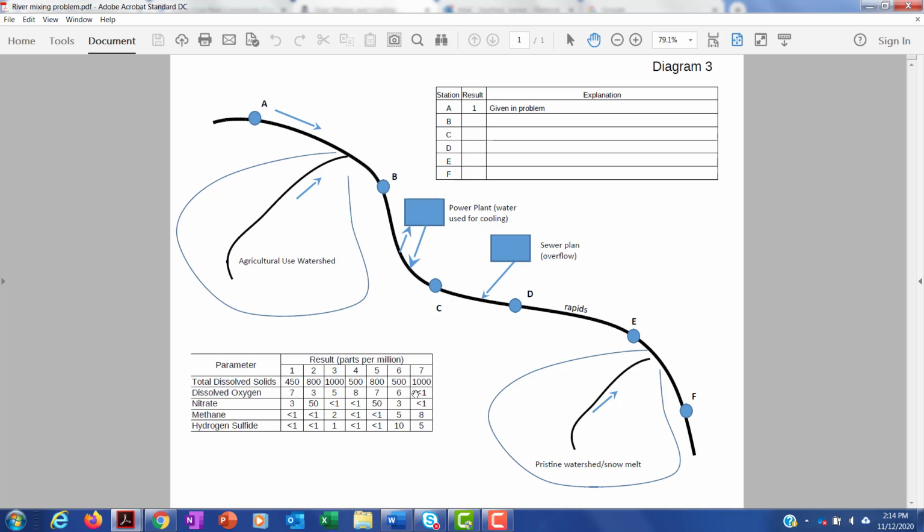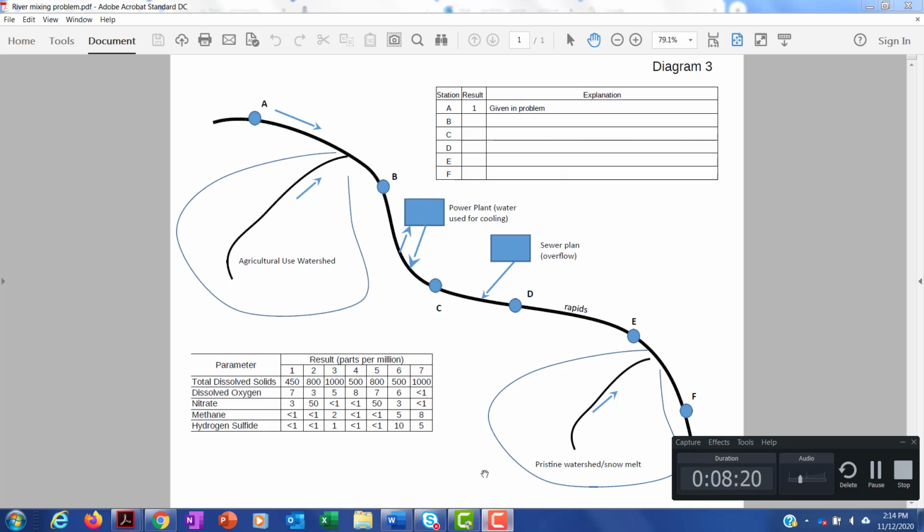You'll have trouble kind of fitting the rest of them together, but it's, again, the logic. What do you expect to happen with water quality that I'm really looking for? Again, I hope that helps.